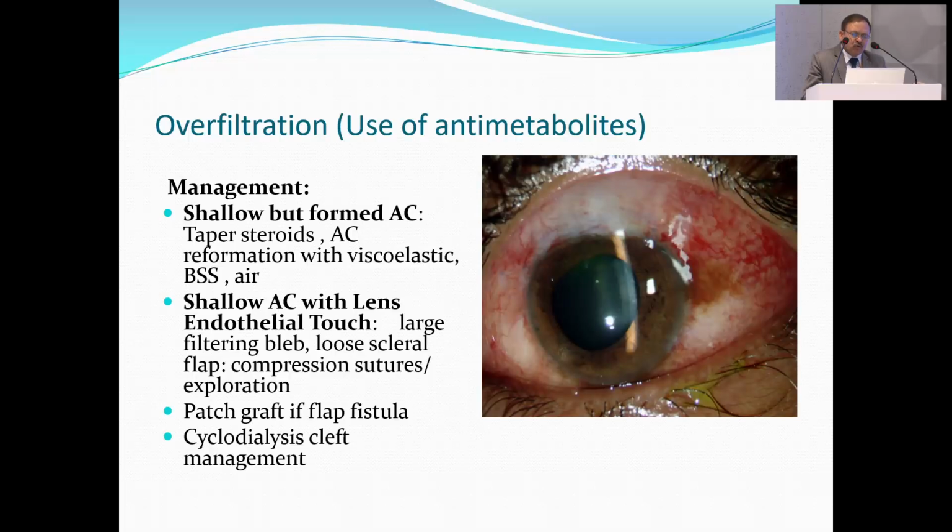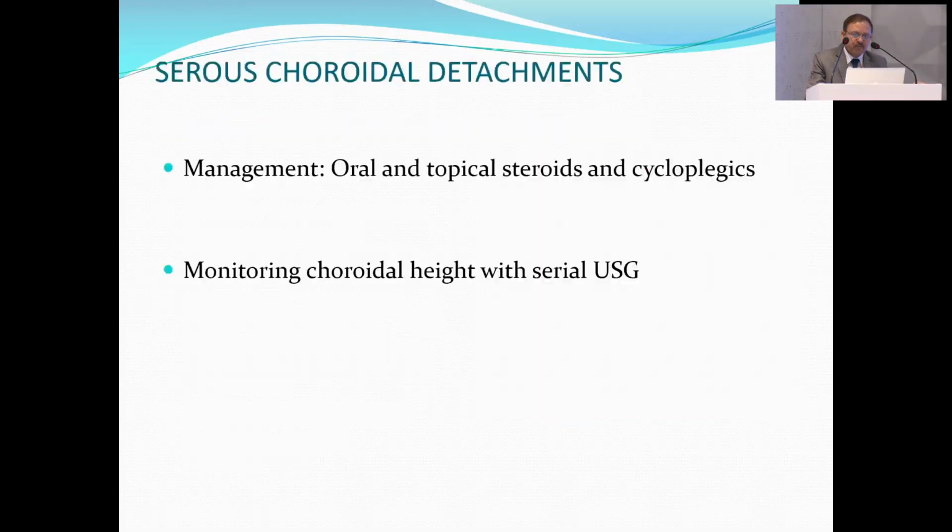For overfiltration with a shallow but formed bleb, increase the dose of steroids and form the AC with viscoelastic, BSS or air. With a shallow anterior chamber and lens-endothelial touch, you have to intervene early. With a large filtering bleb, look for loose sutures of the flap, and you can manage it initially with a compression suture, but if it doesn't help, then you have to explore the bleb and look for the cause. There may be a flap fistula or sometimes a cleft also.